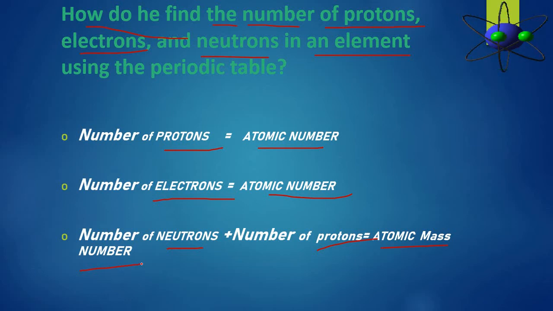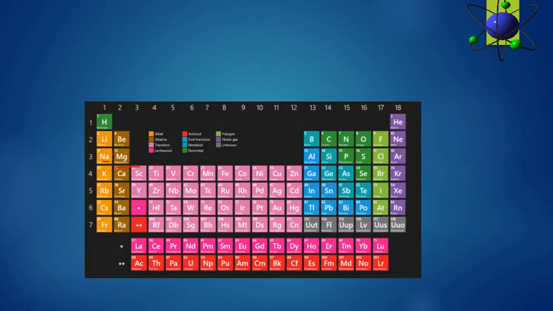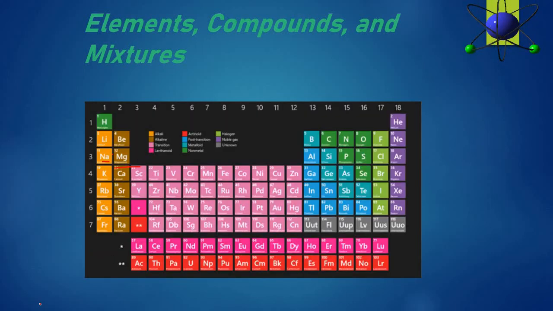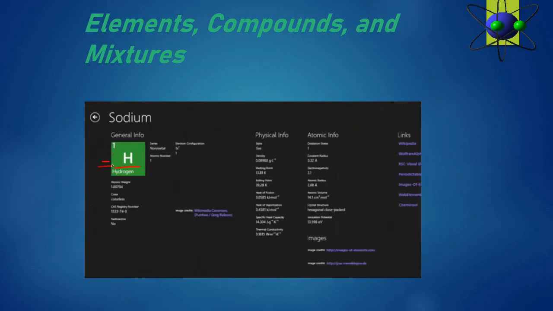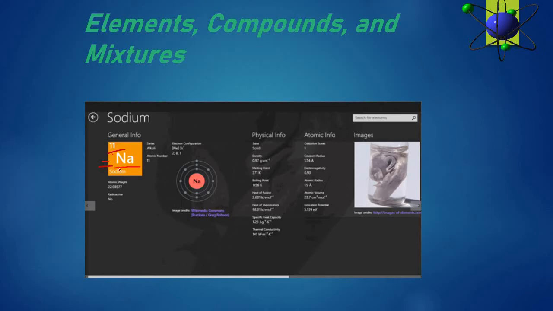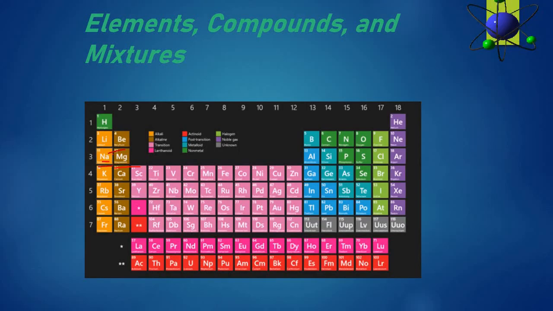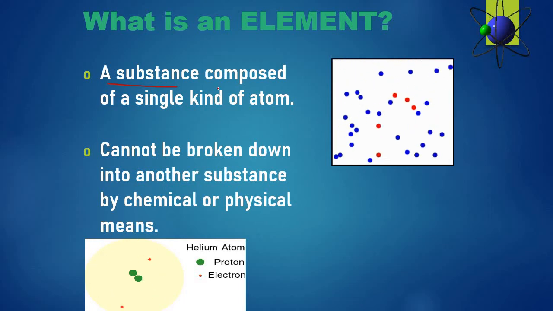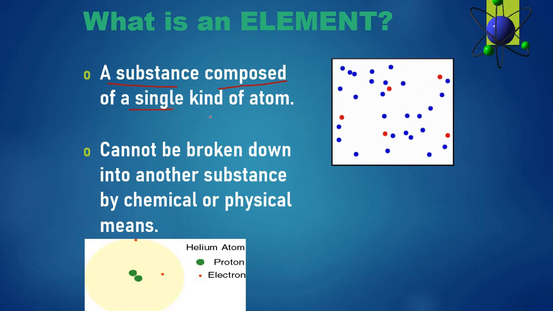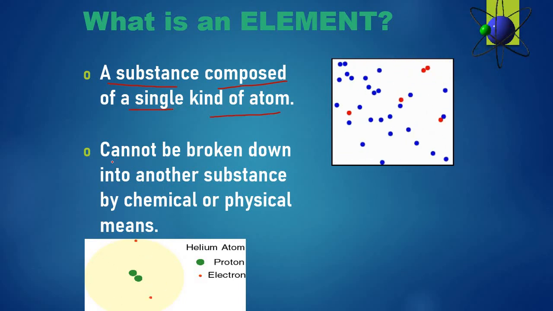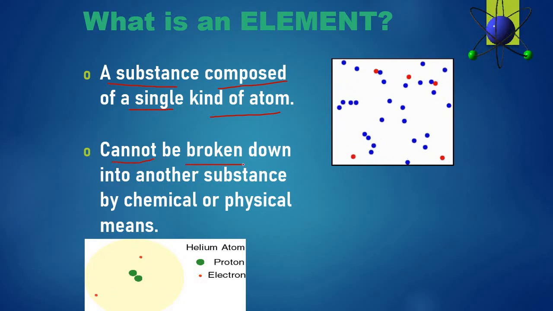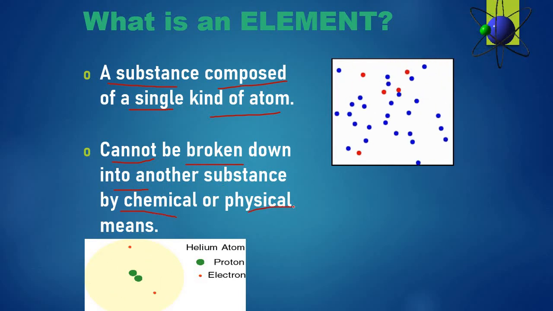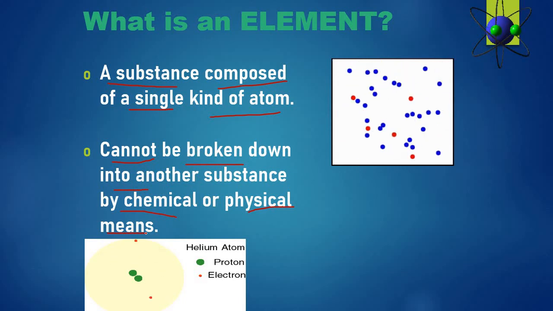Now we see elements, compounds and mixtures. So students, this is our periodic table, and here is the sodium atom with atomic number 11. In the next slide we see what is an element. A substance composed of a single kind of atom, which cannot be broken into other substances by chemical or physical means, is an element.